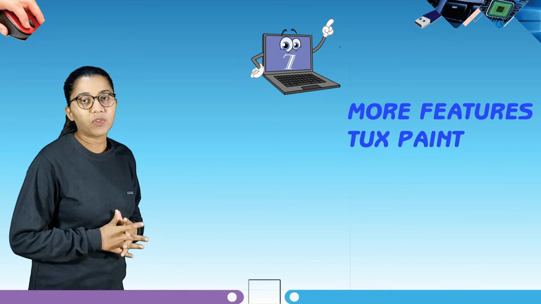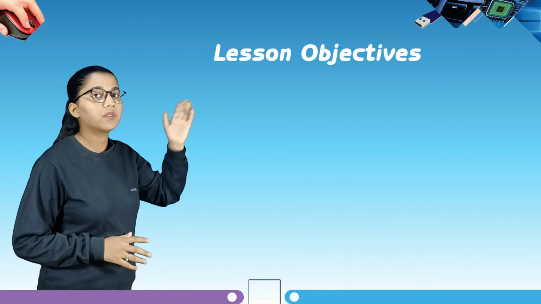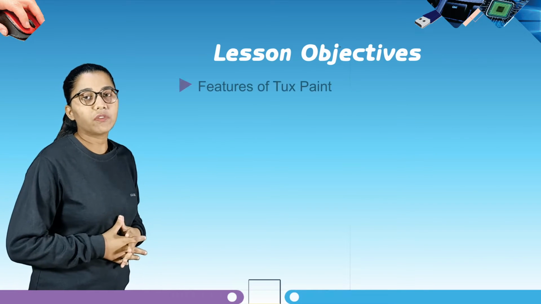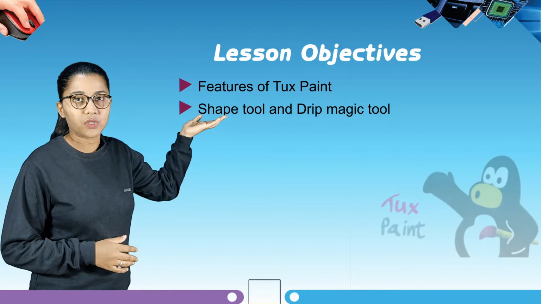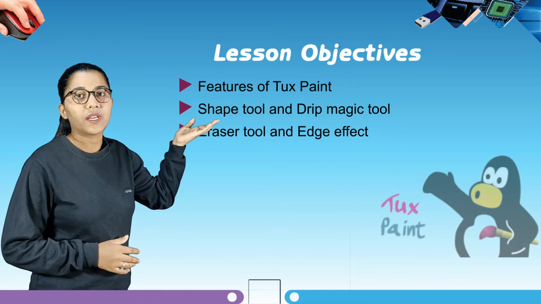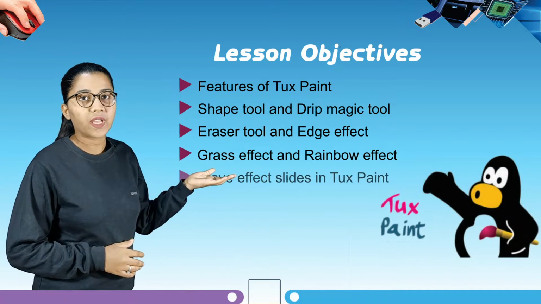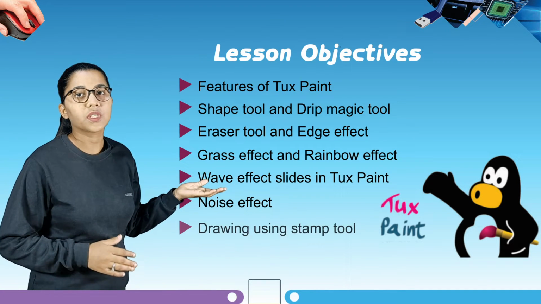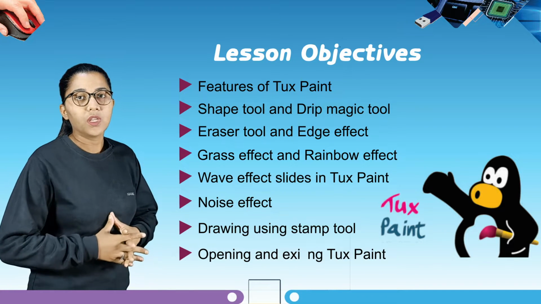So students, before we start our chapter, let's have a look at the lesson objective. What are we going to learn in this chapter? Features of Tux Paint, shape tool and drip magic tool, eraser tool and edge effect, grass effect and rainbow effect, wave effect, slide in Tux Paint, noise effect, drawing using stamp tool, opening and exiting Tux Paint. So students, now we have warm-up questions.